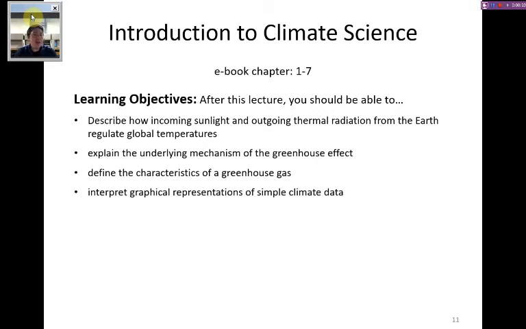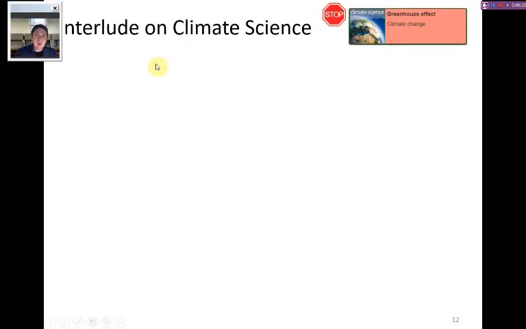You should be able to explain the underlying mechanism of the greenhouse effect, describe characteristics of greenhouse gases, and then interpret graphical representations of some simple climate data. So let's begin with this interlude on climate science.